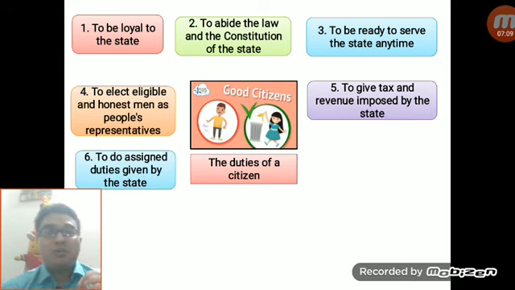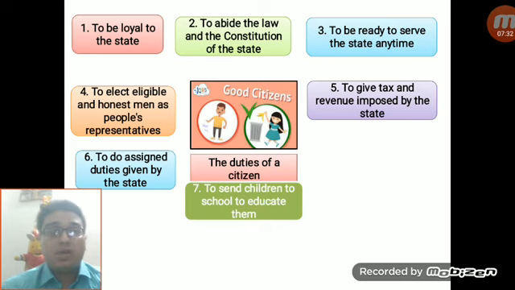Next one is to do assigned duties given by the state. If the government or the state assigns any special duties to us, we will try to do these duties perfectly.